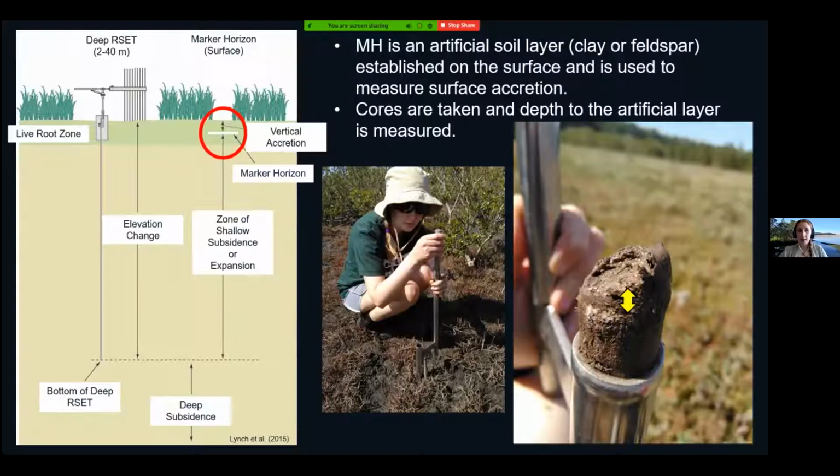So you can see here on the core that really faint white mark was the marker horizon, and that was 1 year later that we sampled that core. So in conjunction with the RSET, we use the marker horizon to be able to measure how surface elevation has changed at the site.